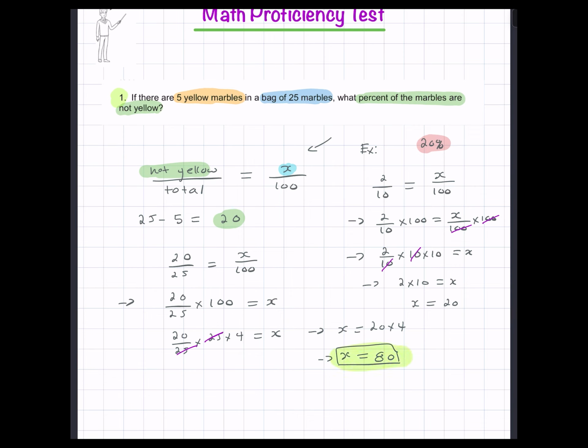This means that 80% of them are not yellow. So having 20 out of 25 being not yellow is the same as having, out of every 100, if I looked at 4 times 25, out of 100, how many would be not yellow? Well, 80 would be not yellow. And so the answer is 80%. And that's it.